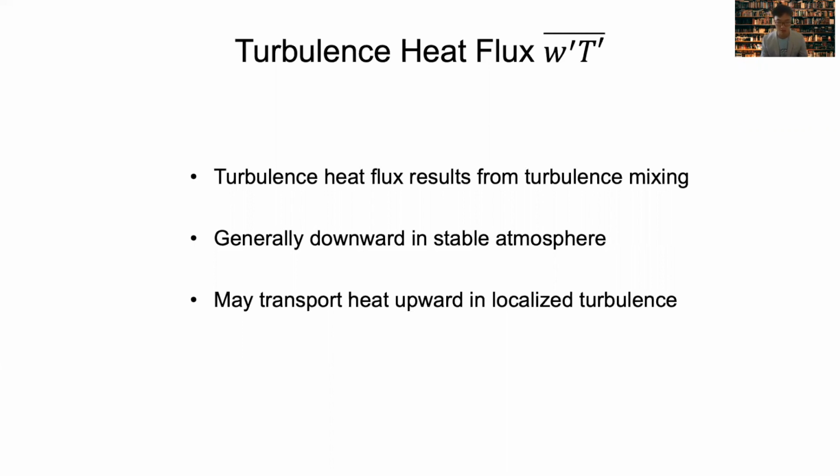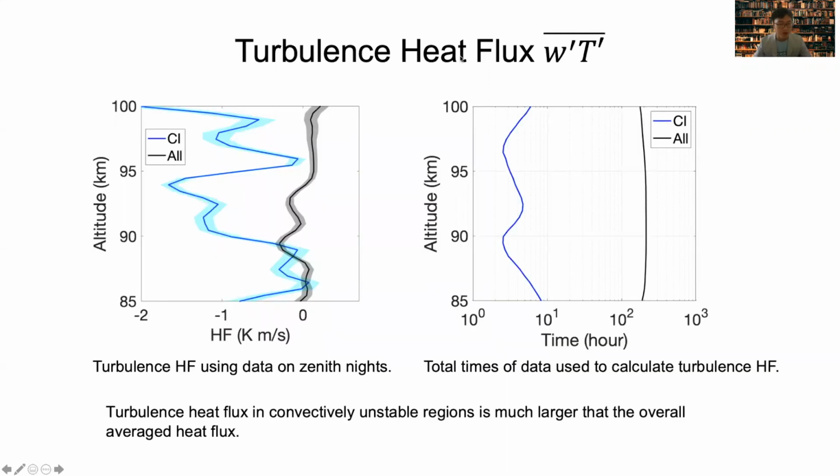For a localized turbulence, the potential temperature profile can be locally reversed, so the mixing may transport the heat upward. We first show the heat flux derived from zenith-only data. The heat flux for stable region are very close to the heat flux derived from total data, so we didn't show it. The left plot is the heat flux using data on zenith nights.